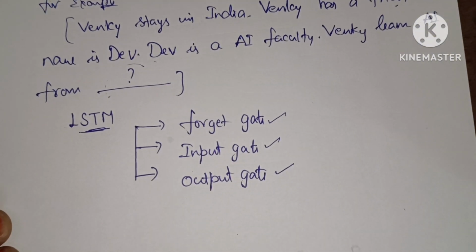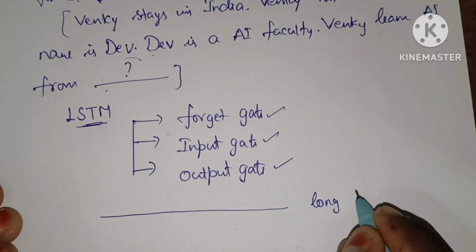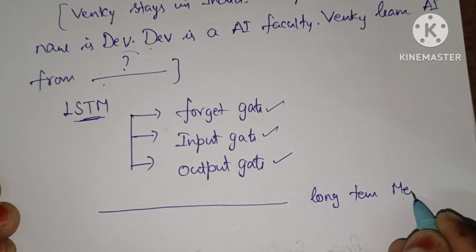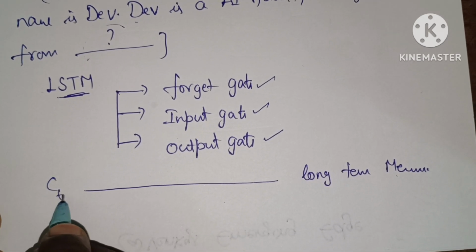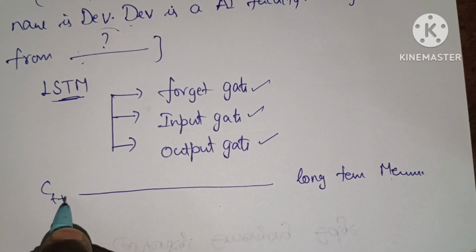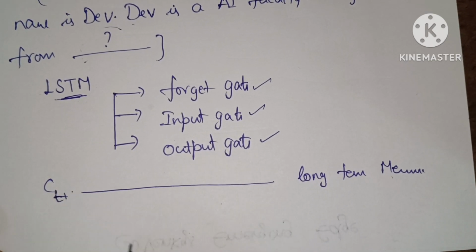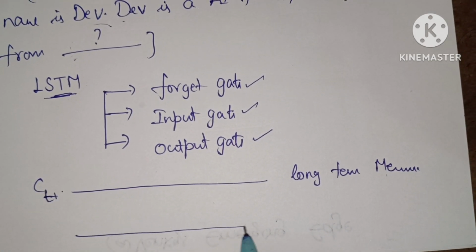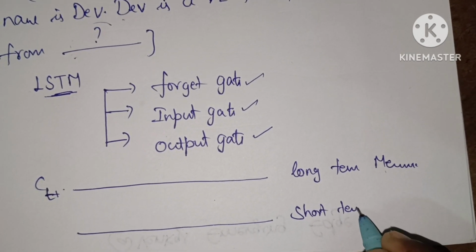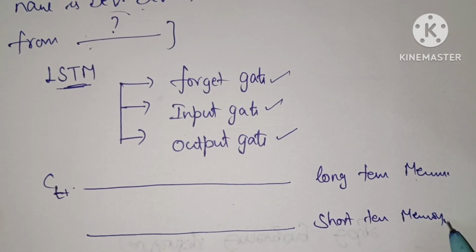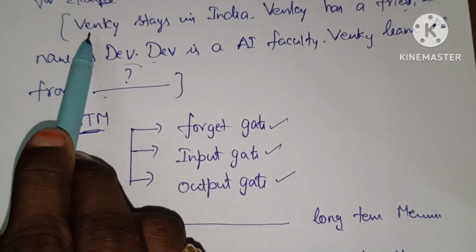Okay. So here, what will we say? This is the long-term memory. It is indicated with C(t+1). Clear? C(t). Next, this line is indicated as the short-term memory. So that means the long-term memory contains this entire statement.